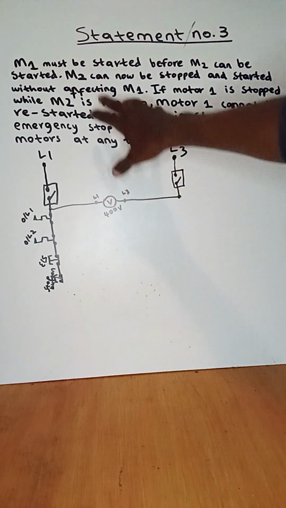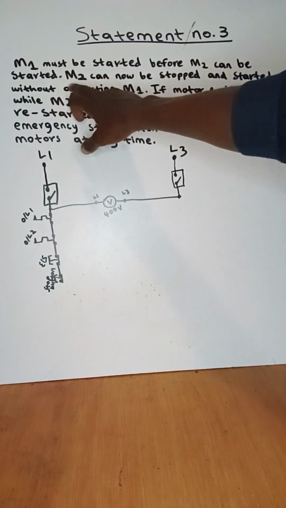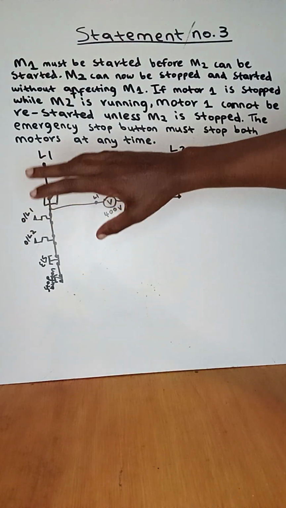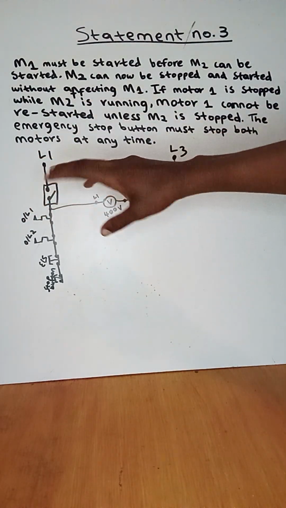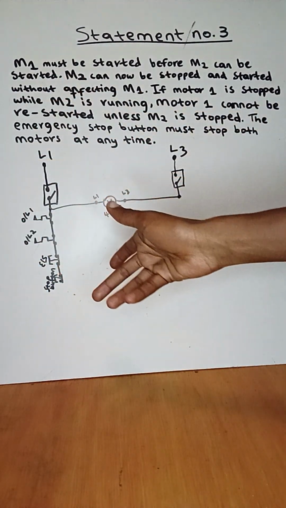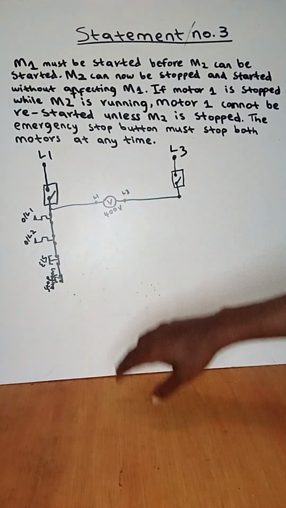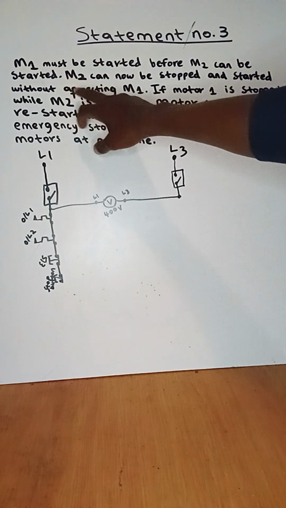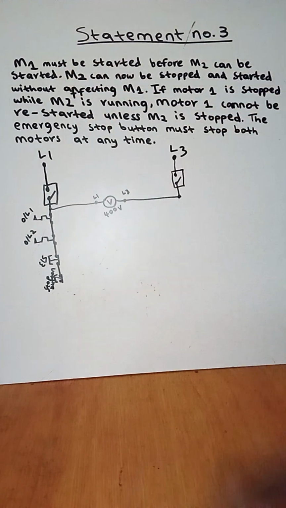So for you to understand statement number 1 and statement number 2, you must check the previous lessons on statement number 1 and statement number 2 of the sequence starters control circuit. So we will draw the sketch of statement number 1 and statement number 2.